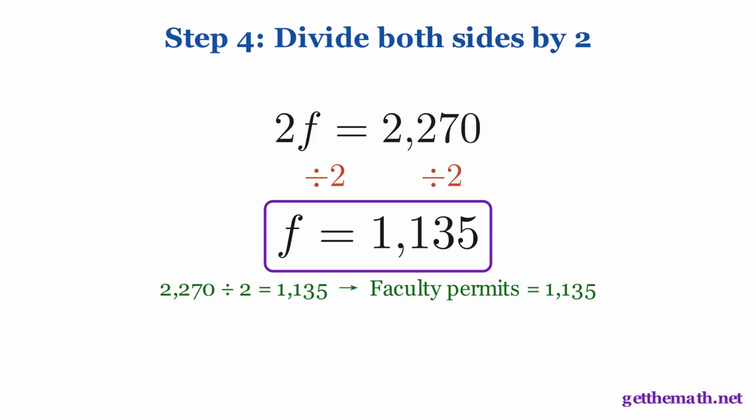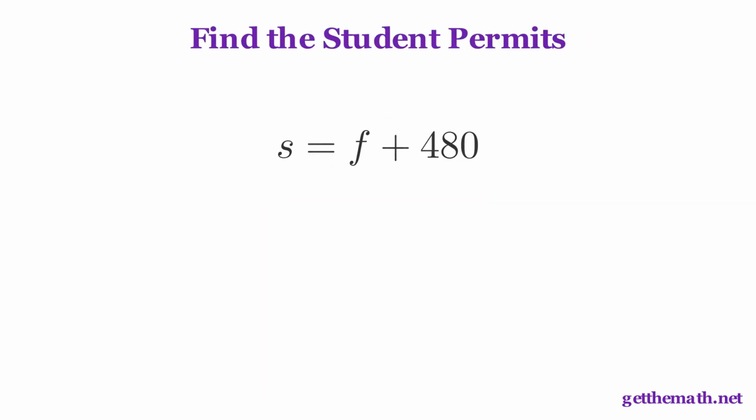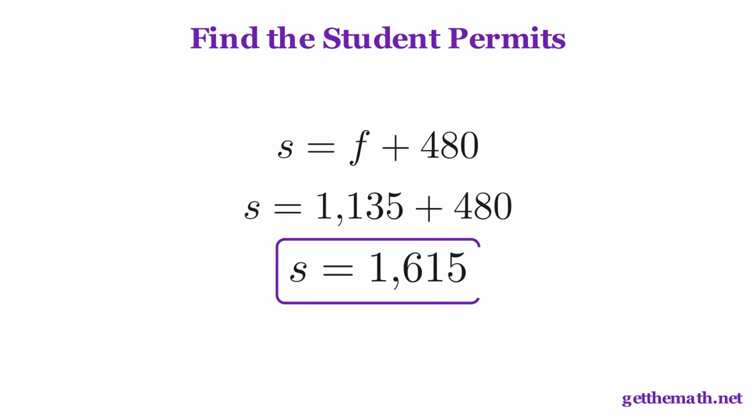Now find the student permits. s equals f plus 480. s equals 1,135 plus 480. s equals 1,615. There are 1,615 student permits.